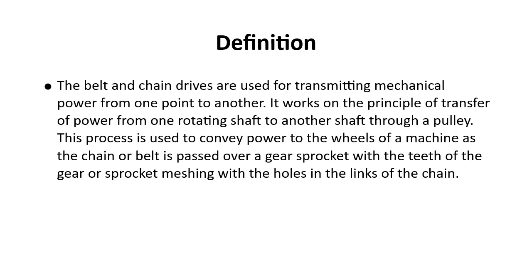We now see that this process is used to convey the power to the wheels of a machine also. In the case of the machine, as explained here, the machine has what we call a gear sprocket. And we see that the gear sprocket has teeth. For us to use the chain drive to transmit energy in the gear sprockets, the chain has to mesh with the holes in the gear sprocket and then has to link with the chain.